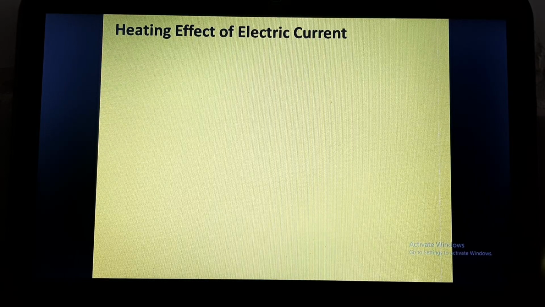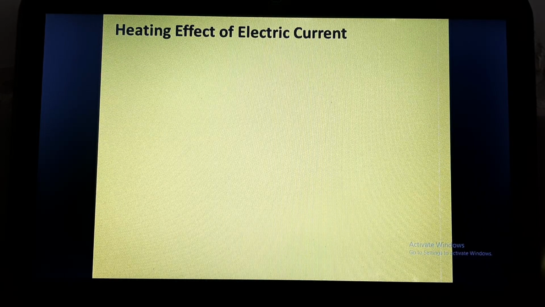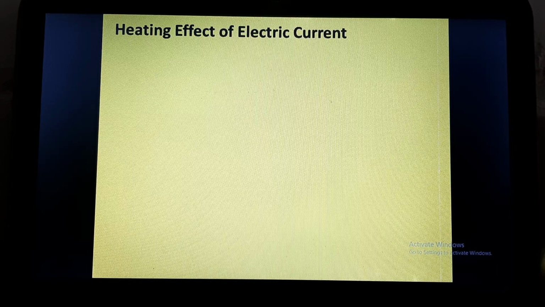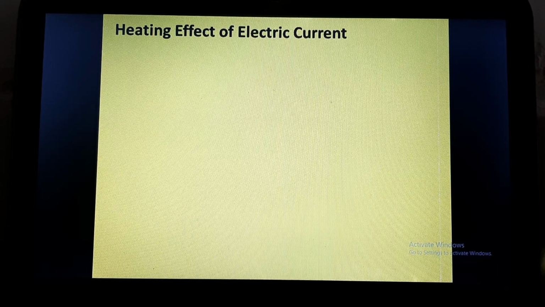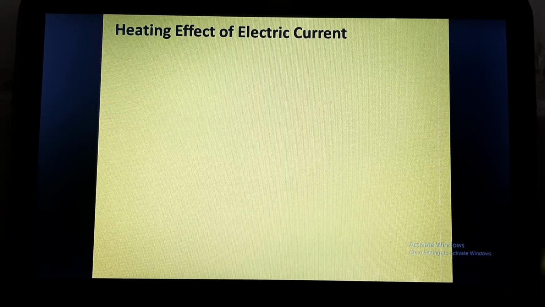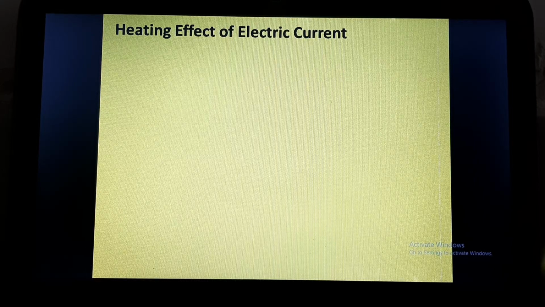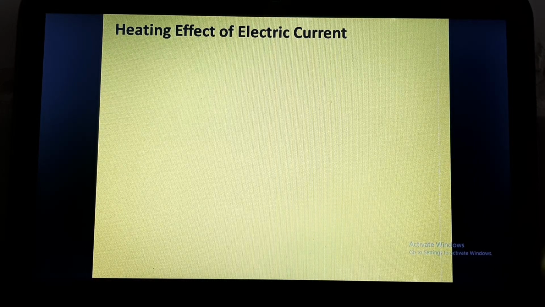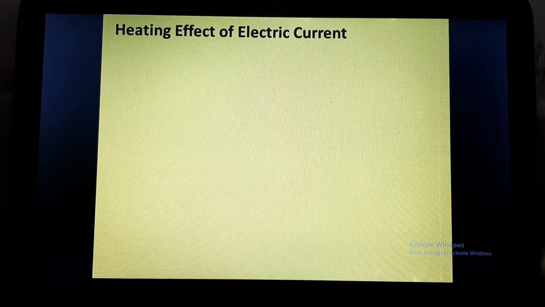Whenever electric current flows, it has four effects. One is heating effect, magnetic effect, mechanical effect and chemical effect. In this chapter we are going to study two effects of electric current, which is heating effect and magnetic effect.